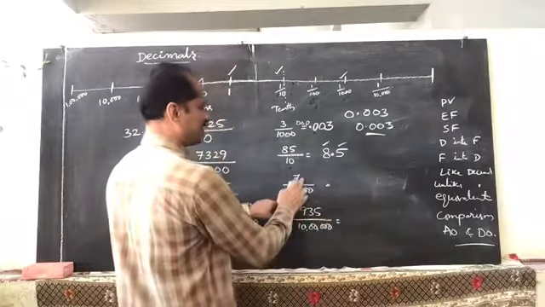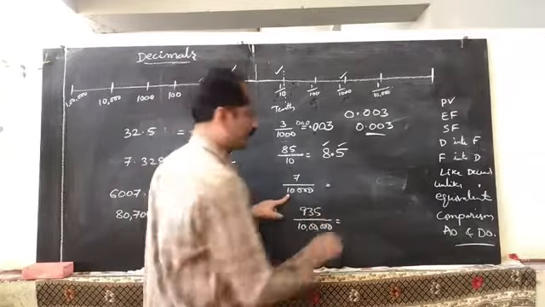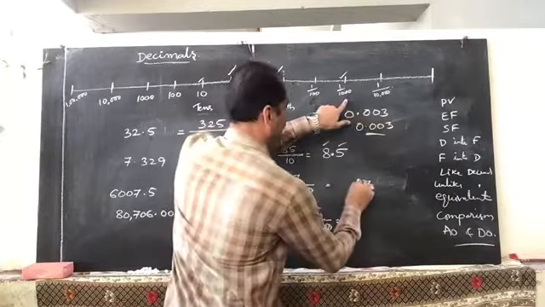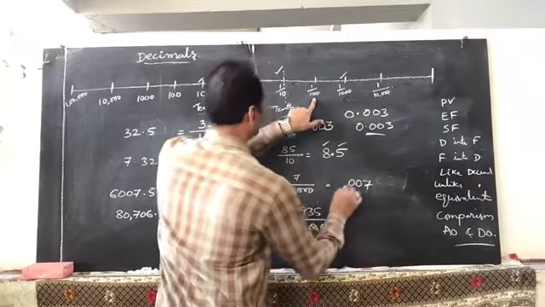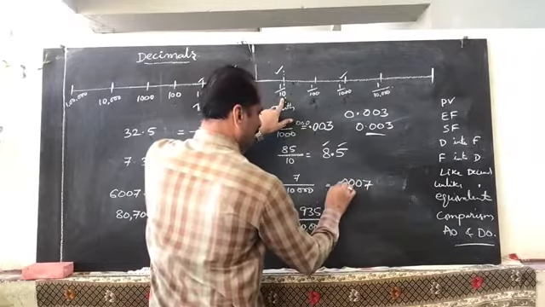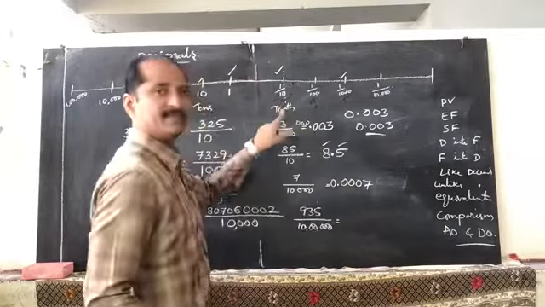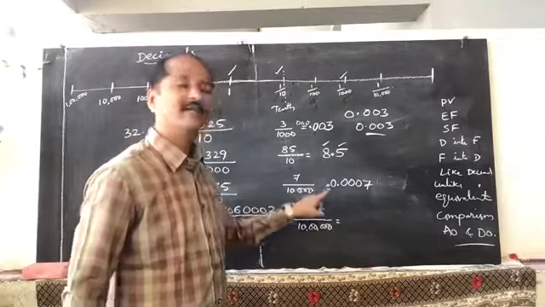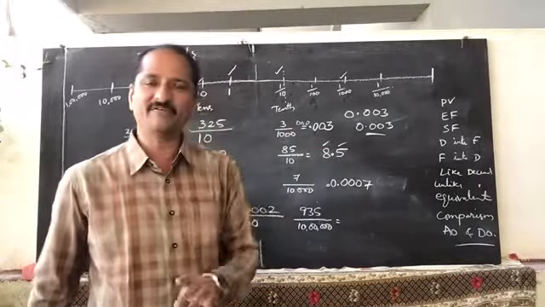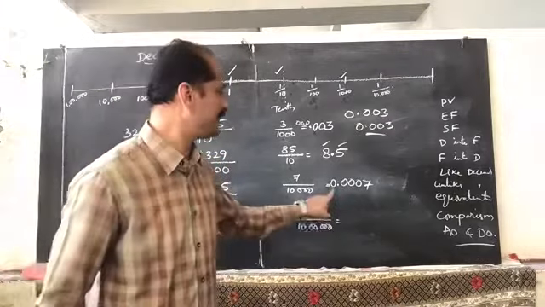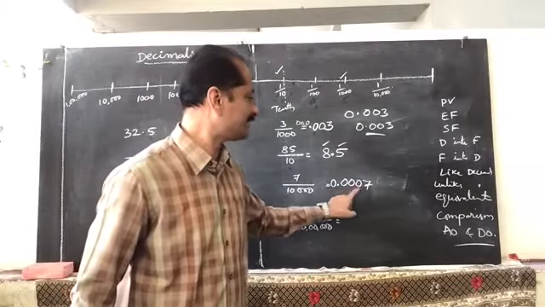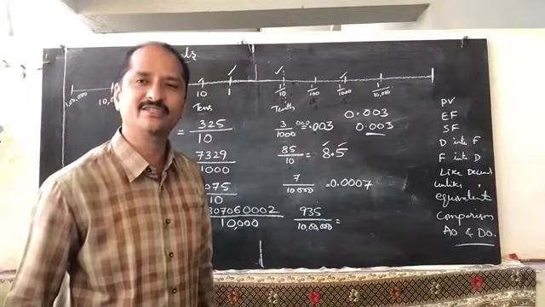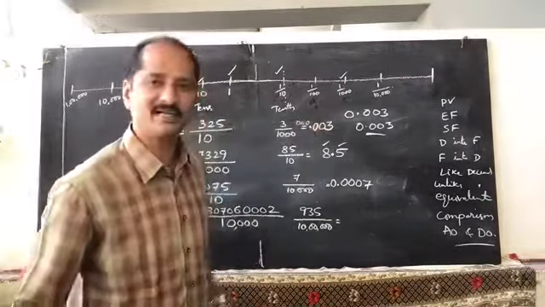Here also, 7 is in the 10,000th place. Next 0, another 0, another 0, and the decimal point 0. That means 7 should be in the 4th decimal place, and the whole number part is 0: 10th, 100th, 1000th, 10,000th. So this is conversion of a fraction into a decimal. Easily you can understand.